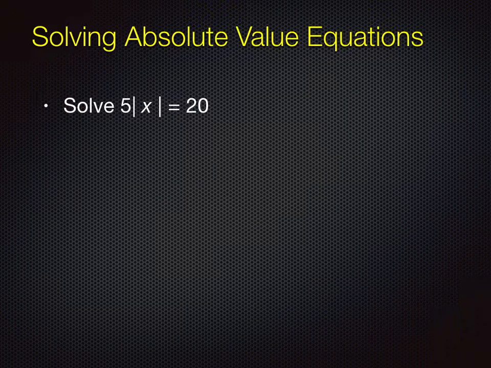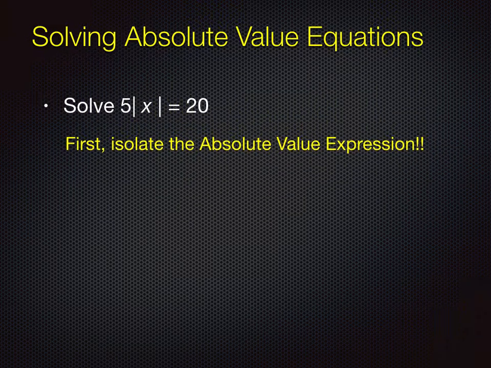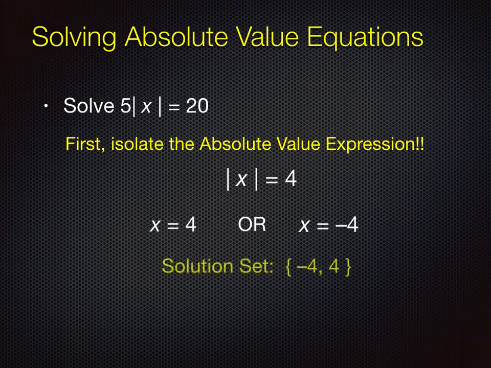Here's an interesting example. We have 5 times the absolute value of x equals 20. So when you don't see a symbol in between the number and the absolute value bars, know that that means multiplication. We need to isolate the absolute value expression by dividing both sides by 5. And the solution here to the absolute value of x equals 4 is -4 or 4.